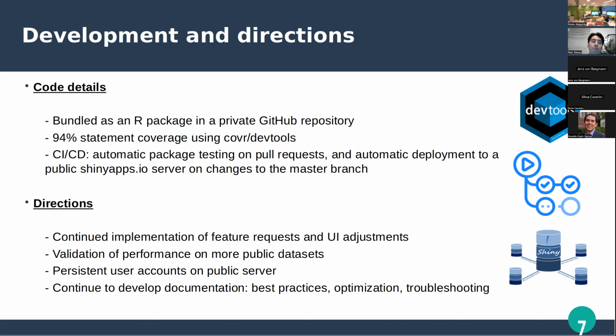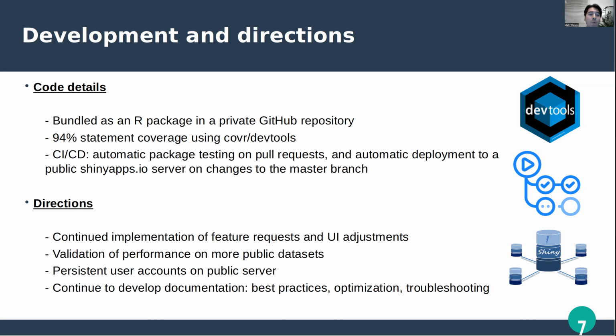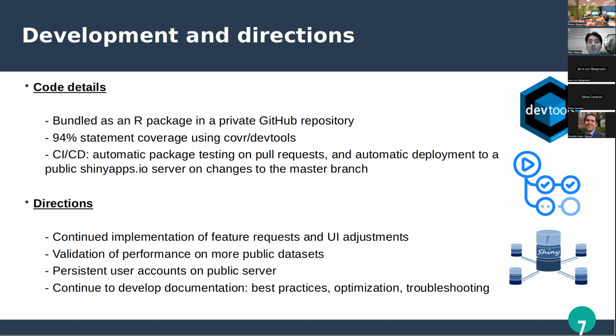In terms of future directions, we're really hoping to continue to get new feature requests and UI adjustment ideas from potential users. We would like to continue to validate the performance of this app on more public data sets. There is an incredible wealth of public data, particularly in the cancer research field, that I think is directly applicable to users. We want to make sure our app continues to perform as expected on a variety of different diseases. We're also hoping to expand the public server in the coming months. One of the big goals is to have persistent user accounts and user sessions that can easily be loaded into the server without the need for any intervention for local saving.